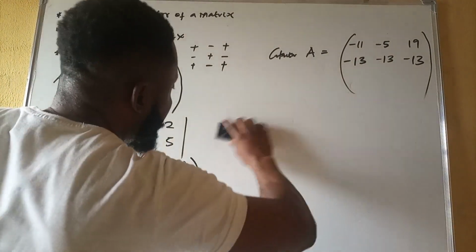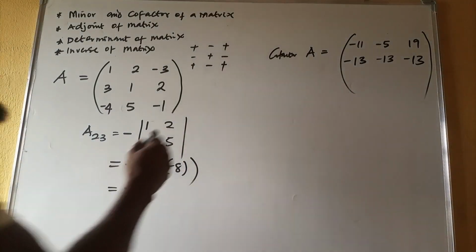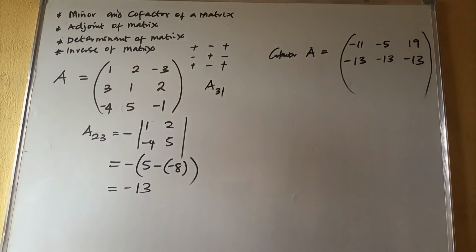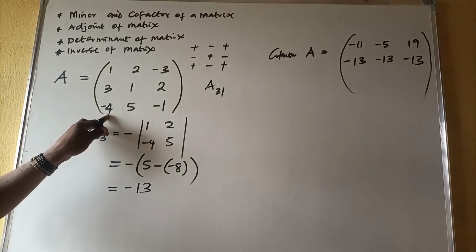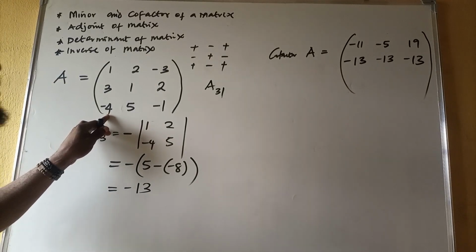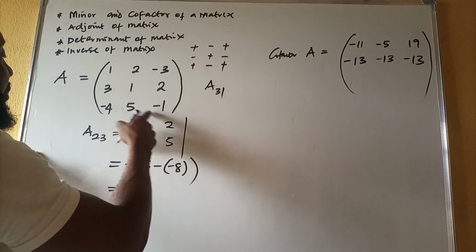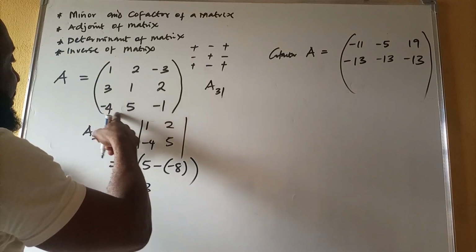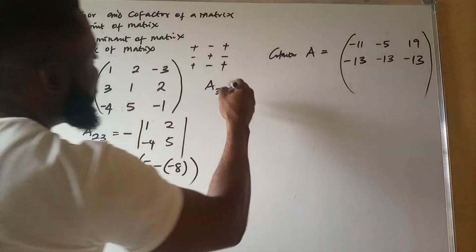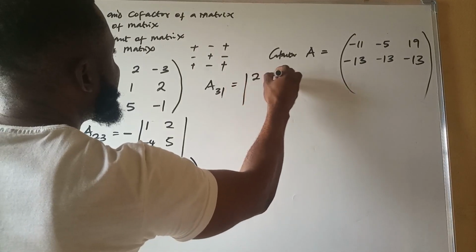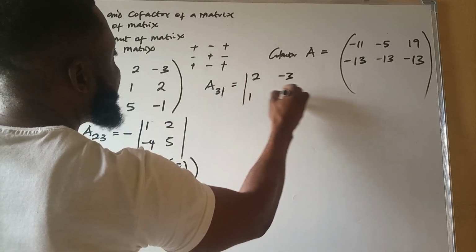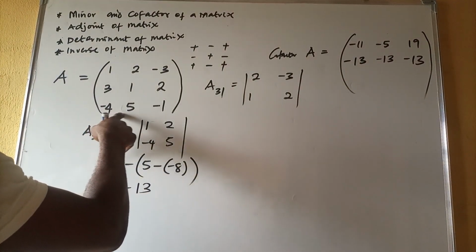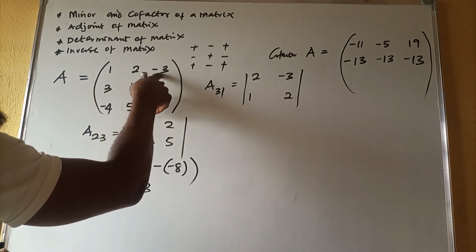So we come to this particular point here. Again, the next one is for us to get A31. So we look at A31. The conversion sign here is positive. So that means the element under consideration is minus 4. So we're going to delete the row of minus 4, which is 4, 5, minus 1, and the column of this. So if we delete this column and this row, we're going to have 2, minus 3, 1, 2. Just to check what we have done: this is minus 4, we delete this row and this column. So it's 2, minus 3, 1 and 2.